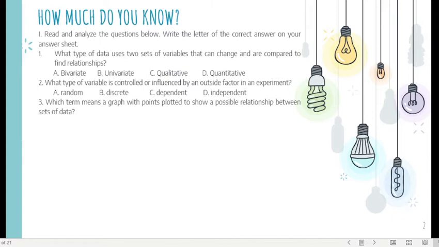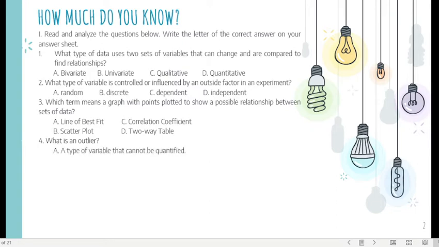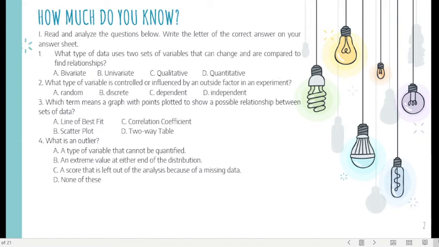Next question. Which term means a graph with points plotted to show a possible relationship between sets of data? A. Line of best fit, B. Scatterplot, C. Correlation coefficient, and D. Two-way table. Write your answer. Number 4. What is an outlier? A. A type of variable that cannot be quantified. B. An extreme value at either end of the distribution. C. A score that is left out of the analysis because of missing data. Or D. None of these.